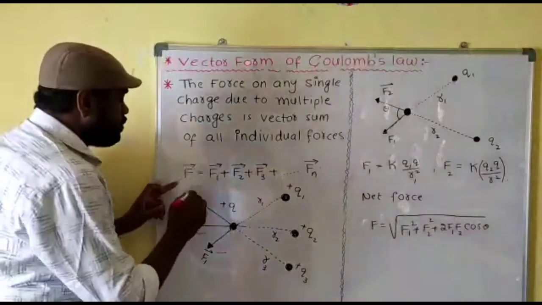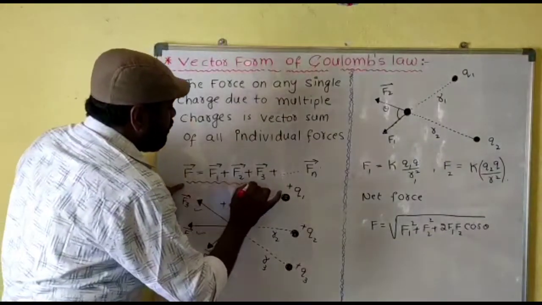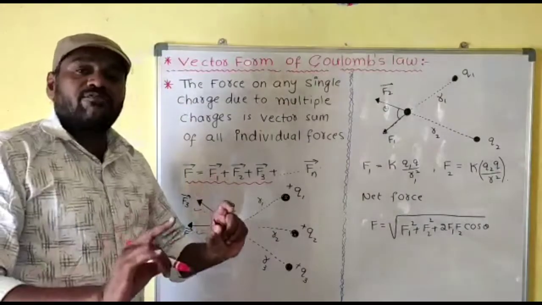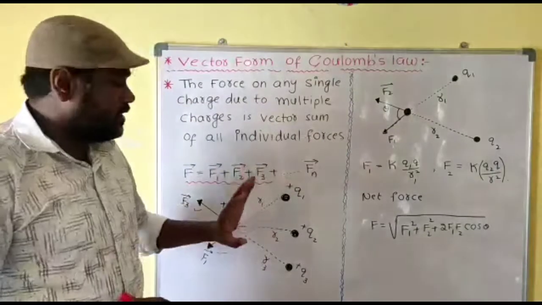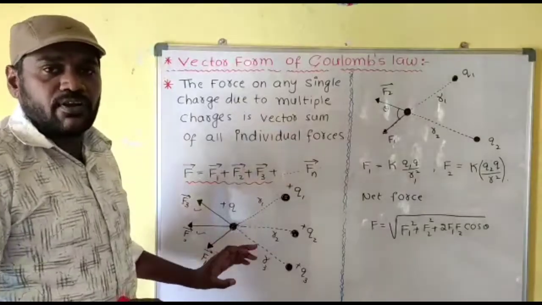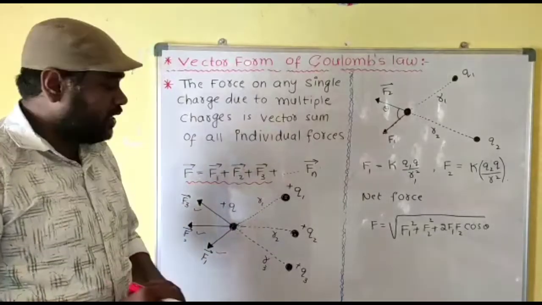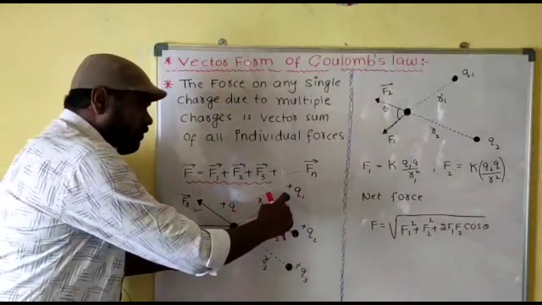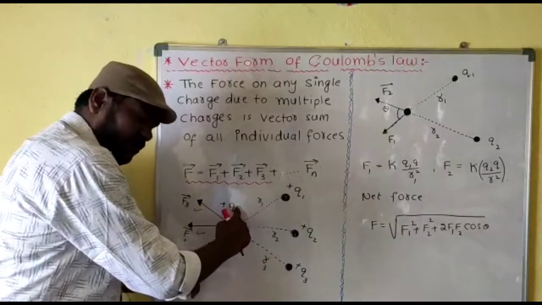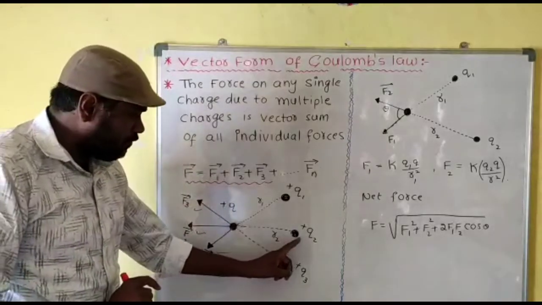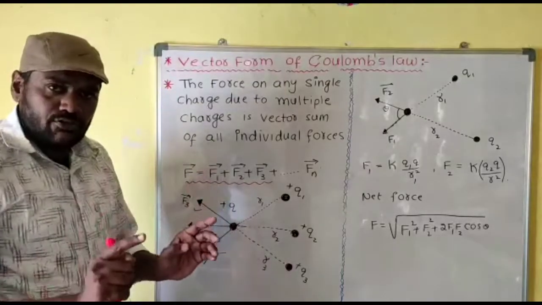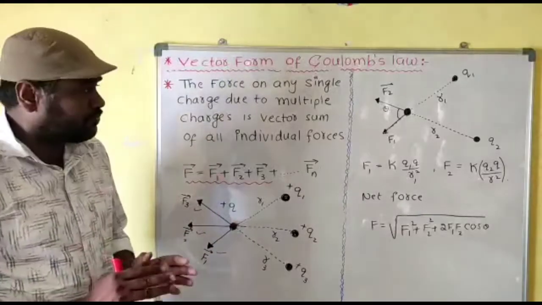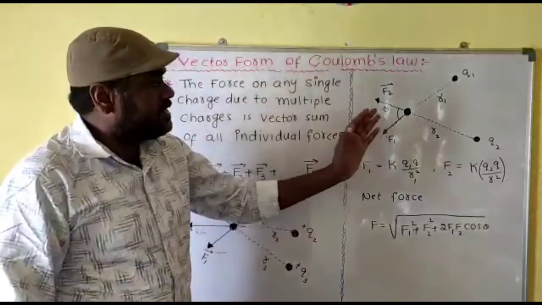The total force on the charge is given by F bar equals F1 bar plus F2 bar plus F3 bar and so on. This is a very important point for multiple charges. Individually we have to calculate: first the force between Q1 and Q, that is F1, then the force between Q2 and Q, that is F2, and after that we have to see the angle between them also.